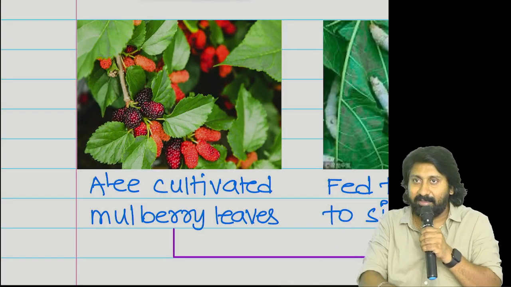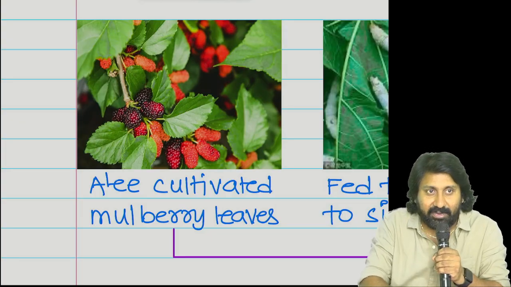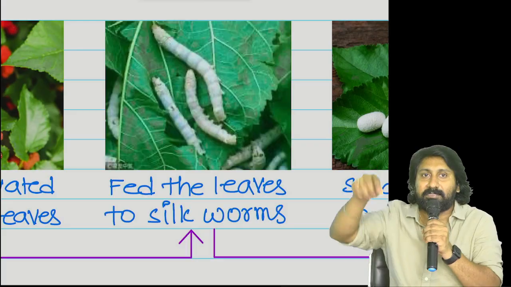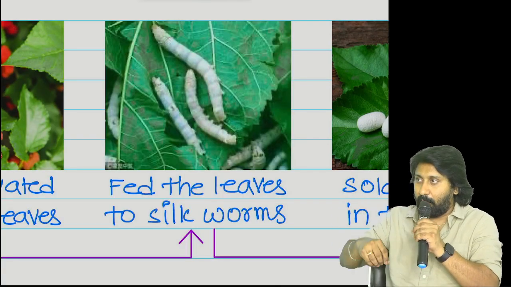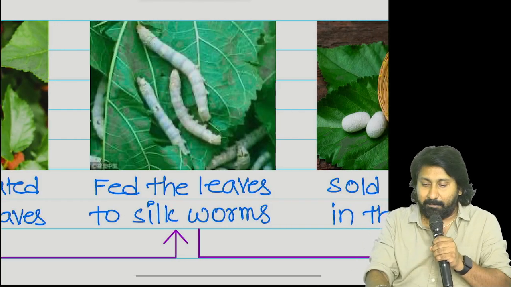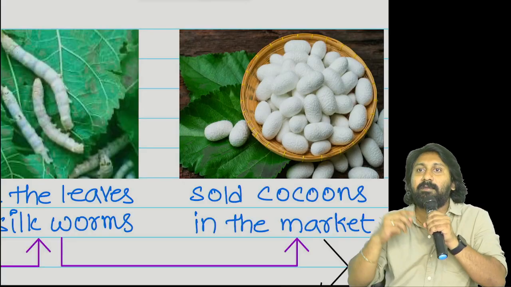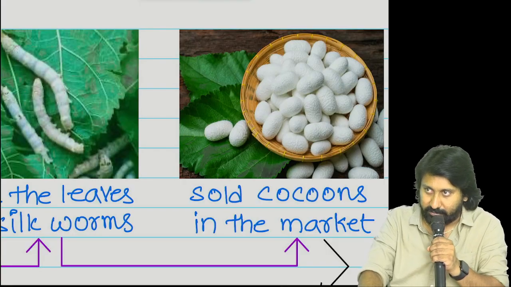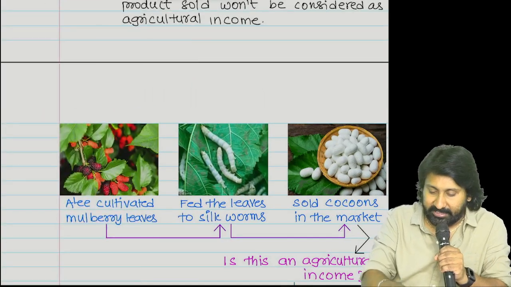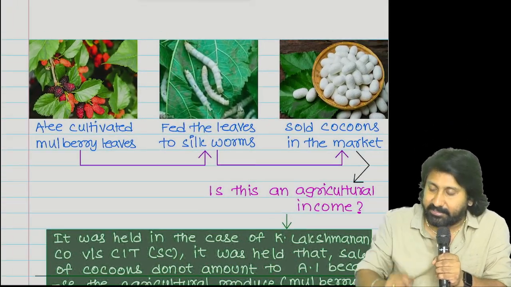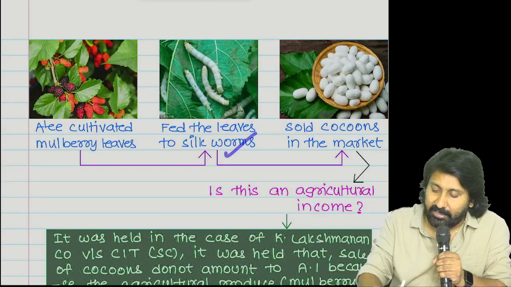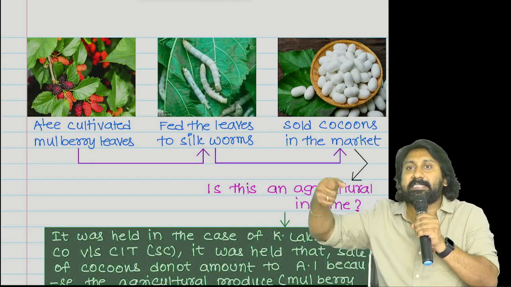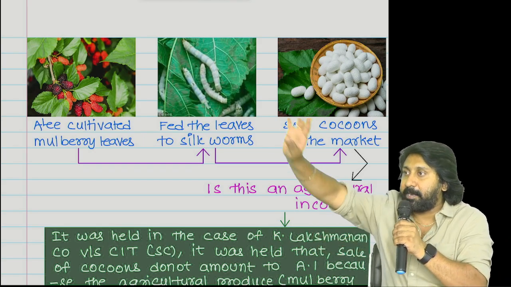See, start. Assessee cultivating mulberry leaves. Okay, what happened? Fed the leaves to the silkworms. After eating, they are dead. From them, what is collected? Silk thread is collected into small round balls called what? Cocoons. Now see what happened. The assessee cultivated mulberry leaves, fed the silkworms, and through the silkworms he received cocoons. He is selling cocoons. Cocoons are sold to textile companies.